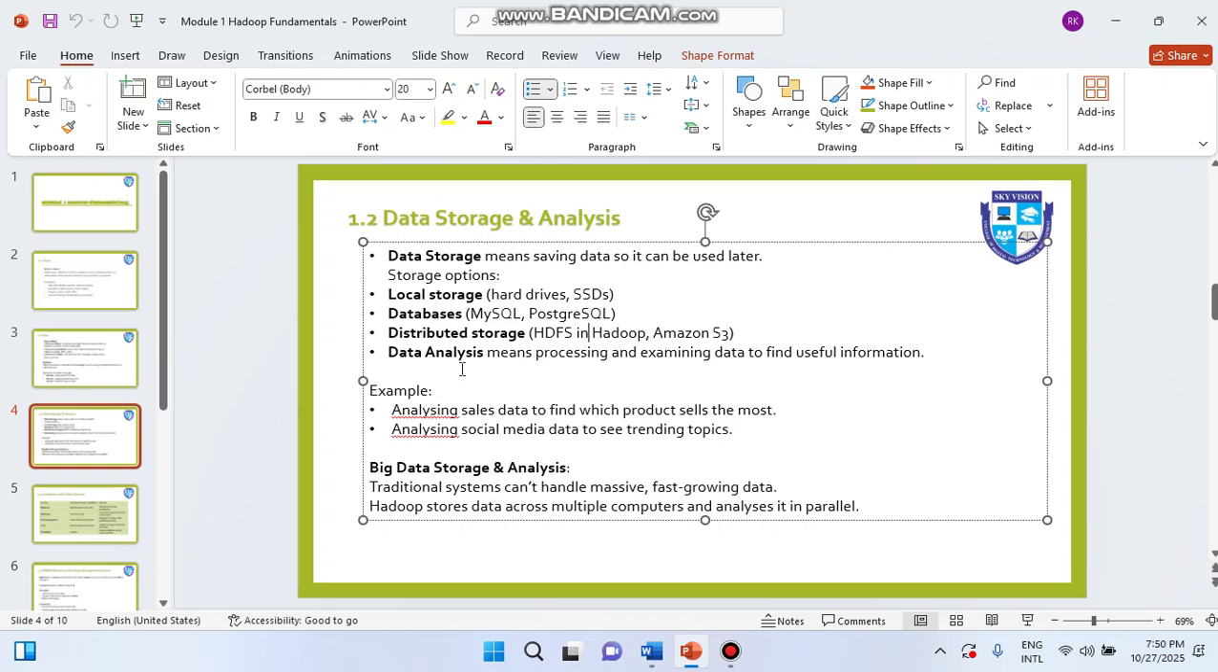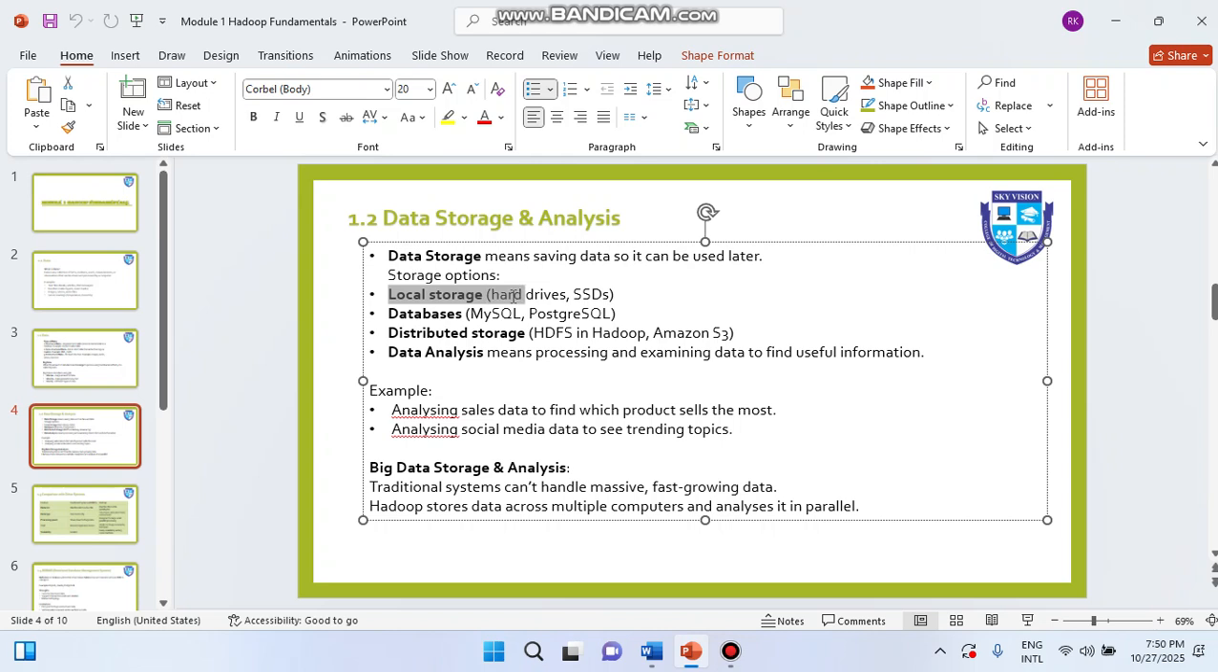Okay, so which kind of distributed storage platforms do you have? HDFS in Hadoop, and after that Amazon S3. Okay, so Amazon Web Services, right? So that kind of stuff we have, AWS, right? So that is also where we have data analysis.